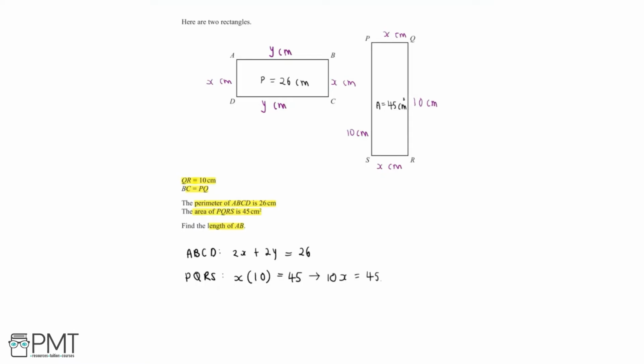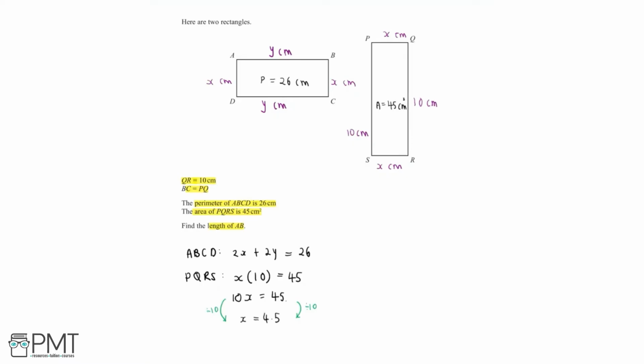Now this expression is going to be really useful, because we only have one unknown. We can use this to find x. If 10x is equal to 45, we can find x by dividing both sides by 10. 45 divided by 10 is equal to 4.5, and so we've found that x is equal to 4.5 centimetres.